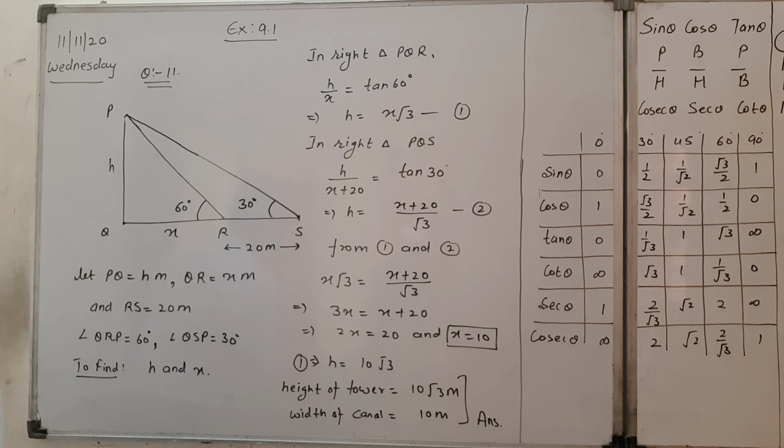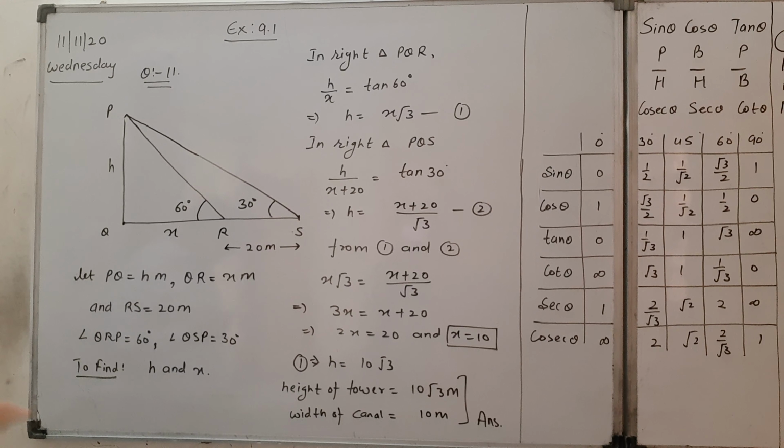Good morning, students. Before starting today's class, let us revise the trigonometric formulas and tables written on the right hand side of the board. And let me recite question number 11 of Exercise 9.1. The statement is: a TV tower stands vertically on the bank of a canal. From a point... PQ is the TV tower here in the figure.